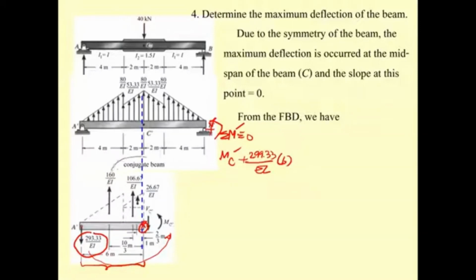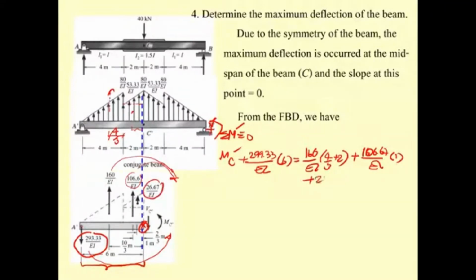And then you also have this one, okay, in the opposite direction. So we have this for 160 divided by EI, as you may know, and 160 has the location here. So this is going to be 4/3 plus 2. And then we also have for this area, we put this one already, 106.66. Okay, this is going to be in the same direction here. It's going to be plus 106.67 divided by EI. Since it's at here, the distance is going to be 1 meter. And the last one is this, okay, 26.67 divided by EI. And then the distance here is going to be 2 meters divided by 3.